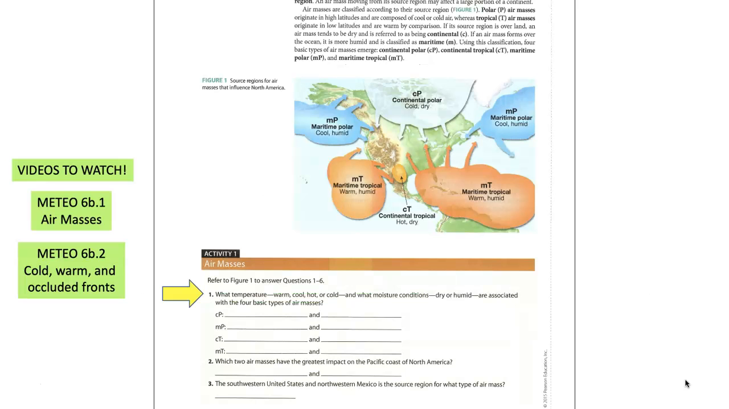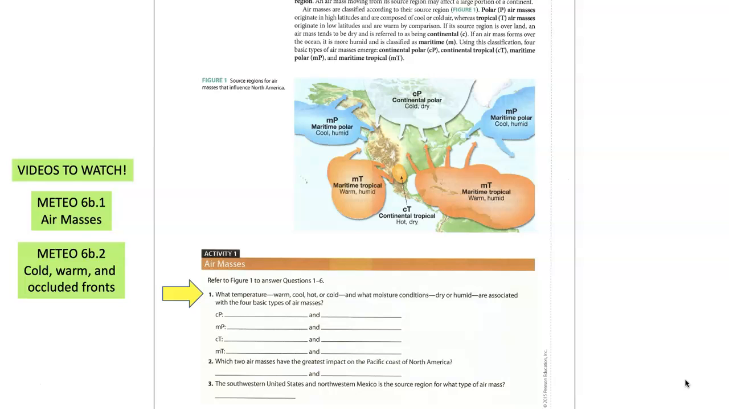The first page asks you about air masses, and I encourage you to watch the 2 Meteo videos 6b.1 and 6b.2, where I explain air masses and cold, warm, and occluded fronts. This is a big part of the beginning of the lab. I'm not going to explain these features because I do quite an extensive job of explaining them in those videos. If you haven't watched them yet, you probably want to watch them before you do this part of the lab.